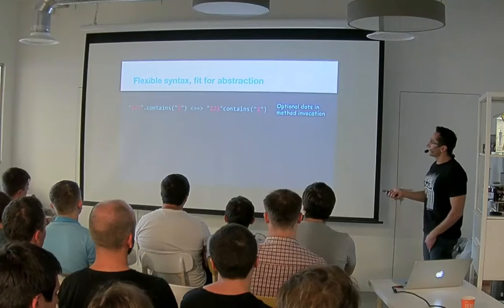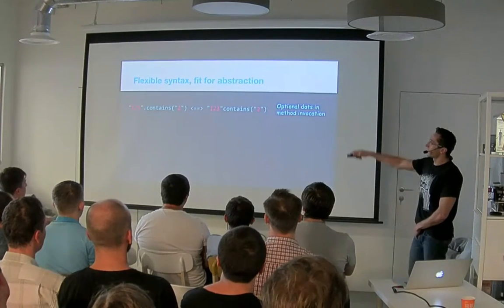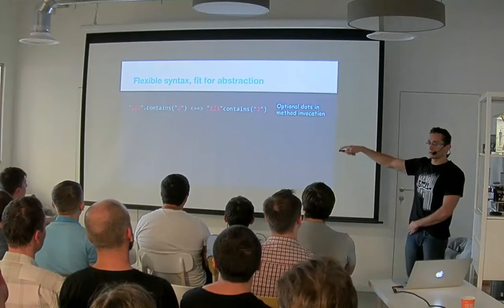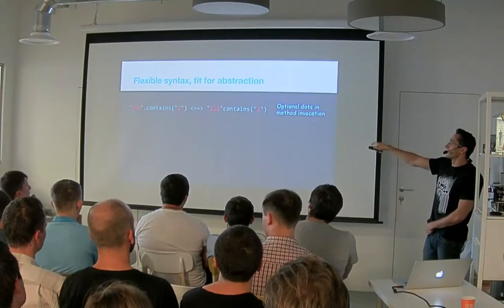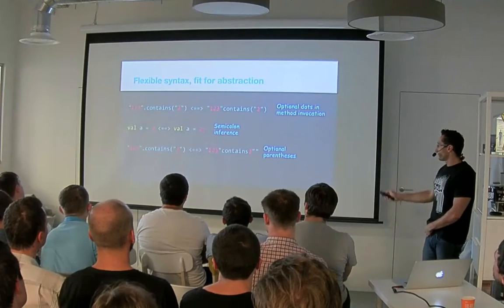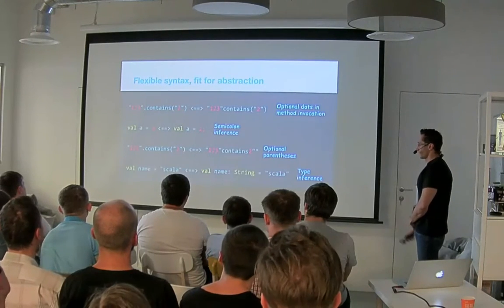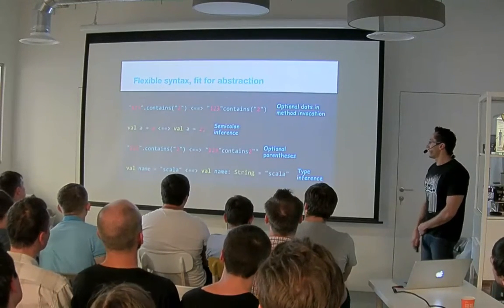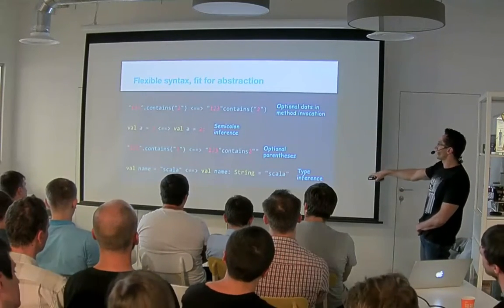First of all, it has flexible syntax fit for abstraction, meaning we don't have to keep the dots when we invoke new methods. We can just skip them. So the left side and the right side are equal. We don't have to use any semicolons. We don't have to use any parentheses. And we don't have to declare types, thanks to type inference. And note that both the second one and the first one are the same in TypeScript.